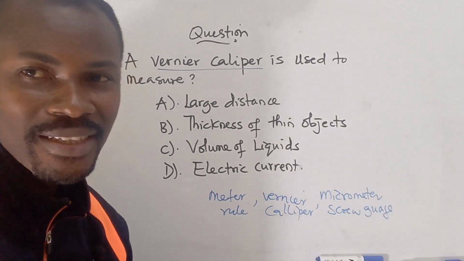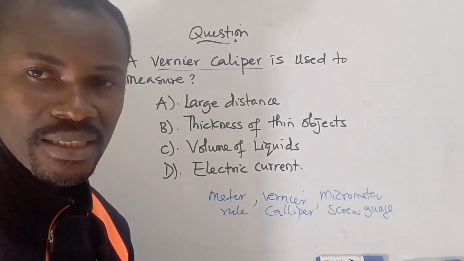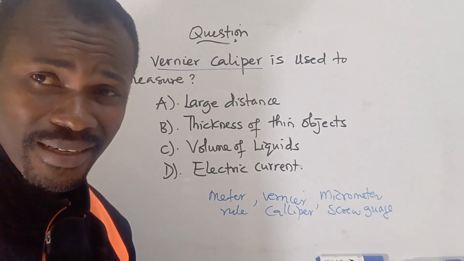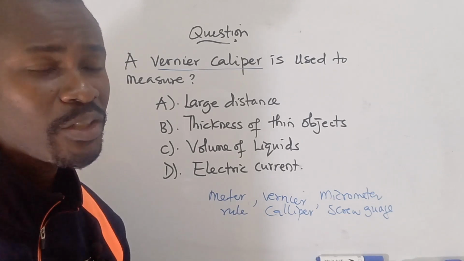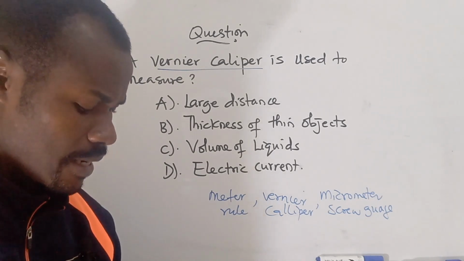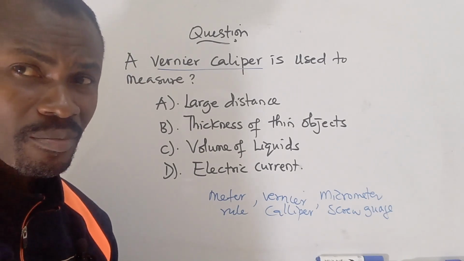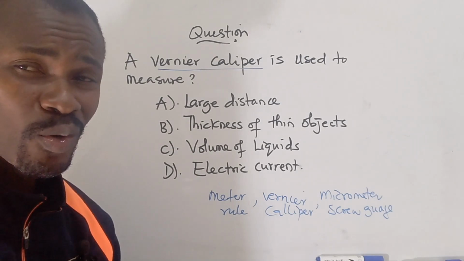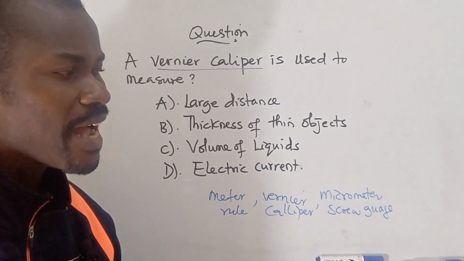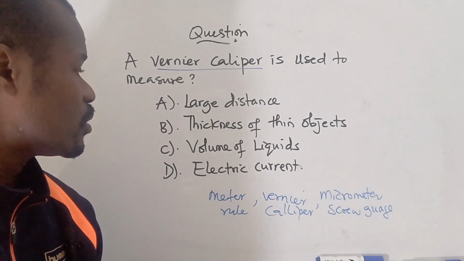We still have different kinds of measuring instruments for solids, with different scales. We also have measuring instruments for liquids and so on. But for this case, the question says a vernier caliper is used to measure what? First of all, it is used to measure small distances. It's used to measure lengths, and it has high accuracy in millimeters.